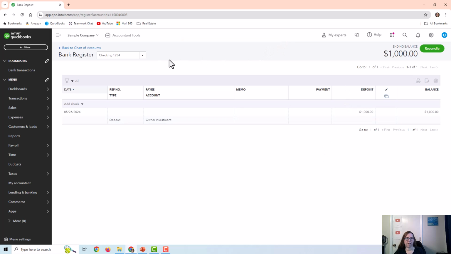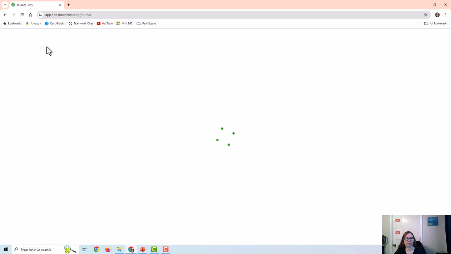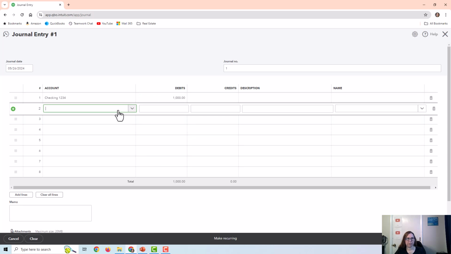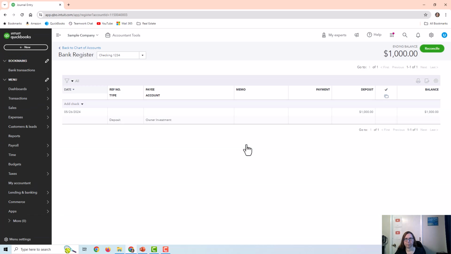I could have done that with a journal entry instead, and that would have simply been a debit to the checking account for $1,000 and a credit to owner investment. I'm not going to save this though, since I already entered the deposit. Okay, so that would be money the owner invests.